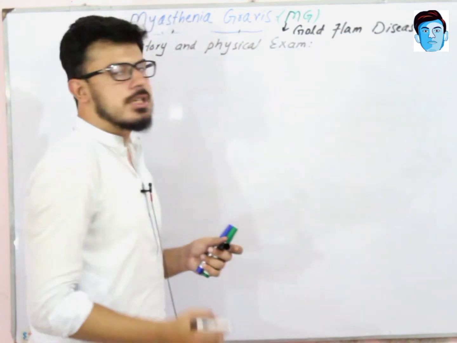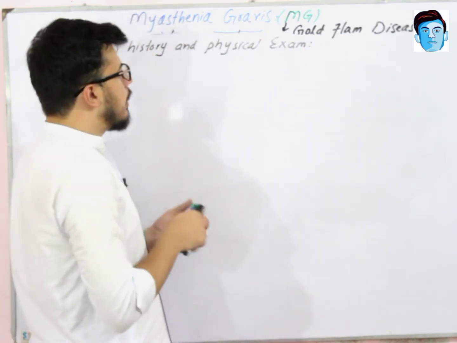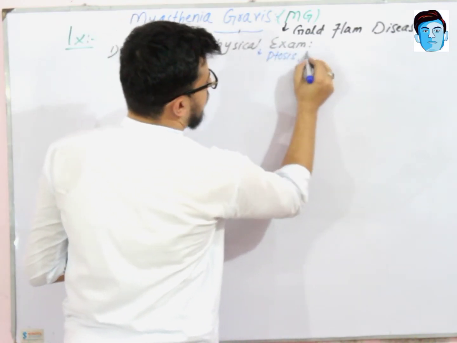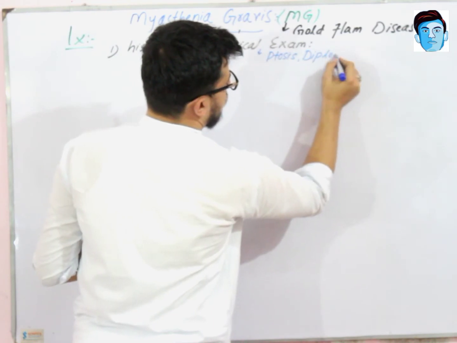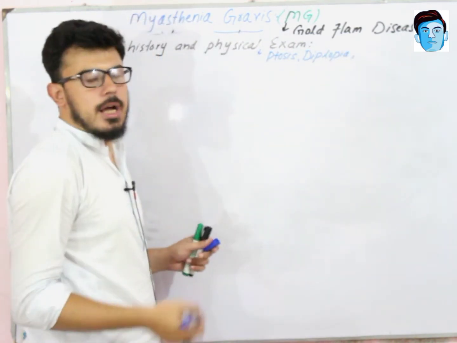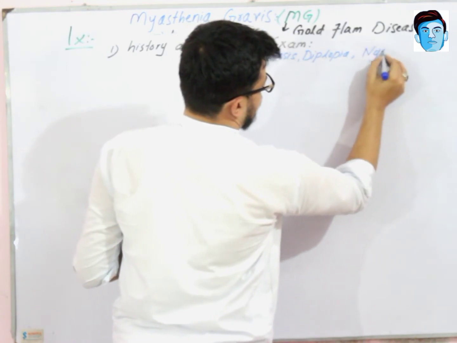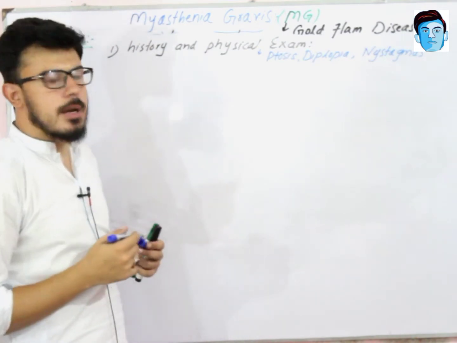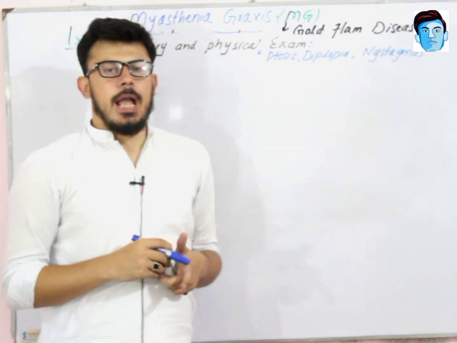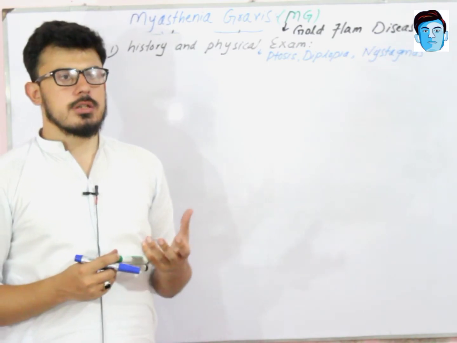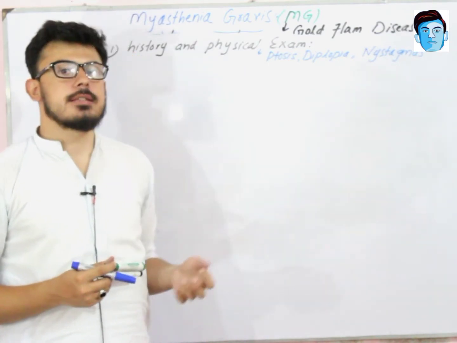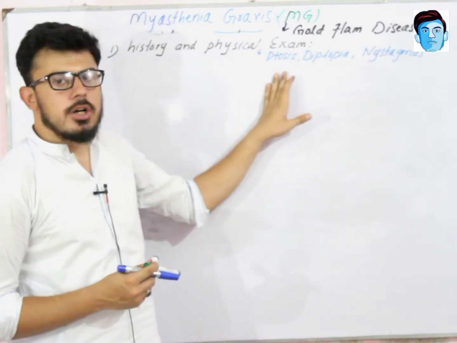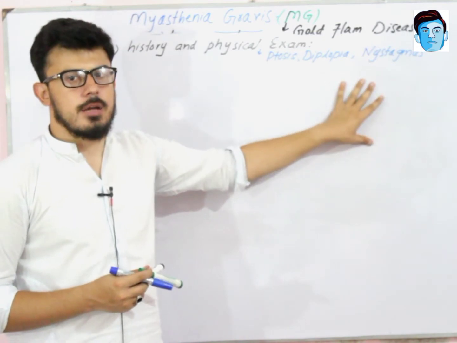Upon physical examination, we will see ptosis, there will be diplopia, and there might be nystagmus. As you know, ptosis is the drooping of the eyelids, diplopia means double vision, and nystagmus is the involuntary movement of the eyeball, also called the dancing movement of the eye. So on physical examination, you will see ptosis, diplopia, and nystagmus.